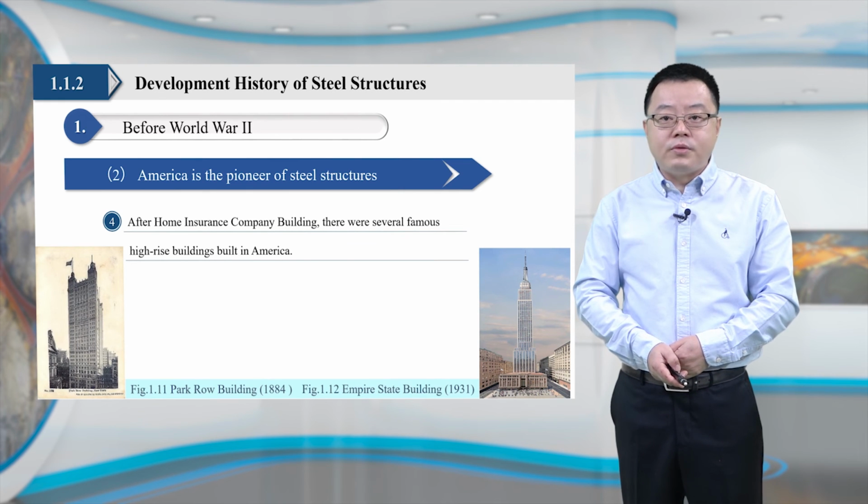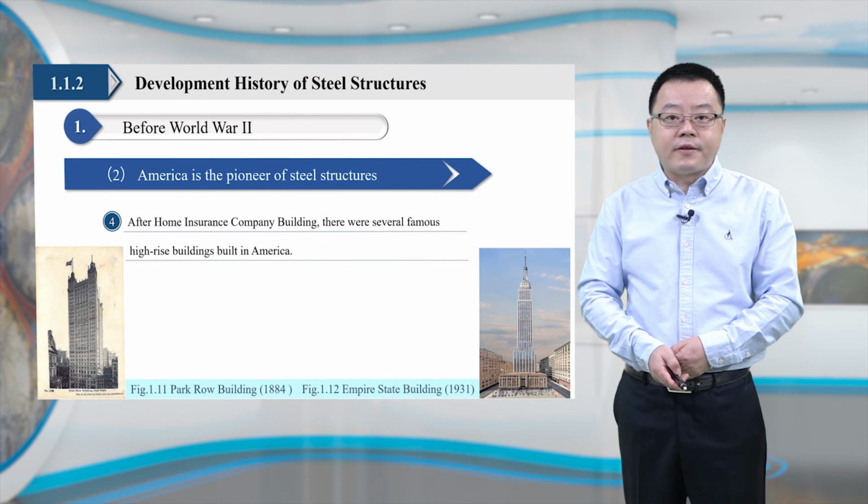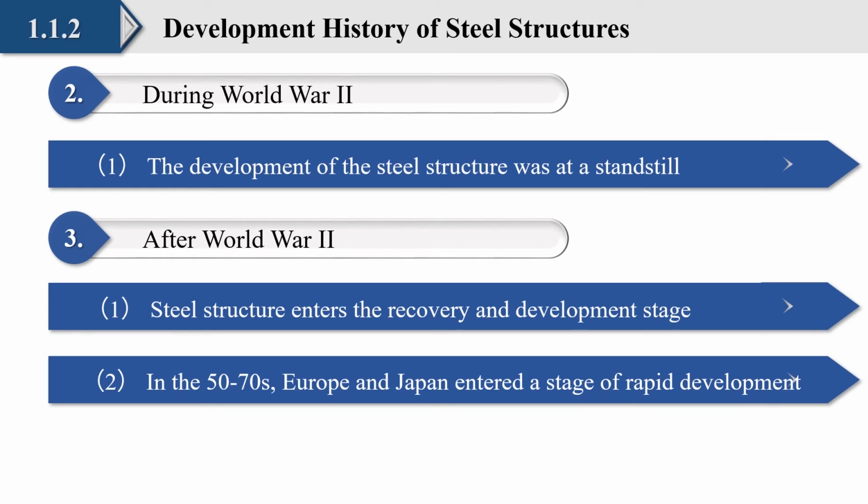After the Home Insurance Company building, there were several famous high-rise buildings built in America. They are shown in figures 1.11 to 1.12. However, during World War II, the development of steel structure was at a standstill. After World War II, steel structure entered the recovery and development stage.